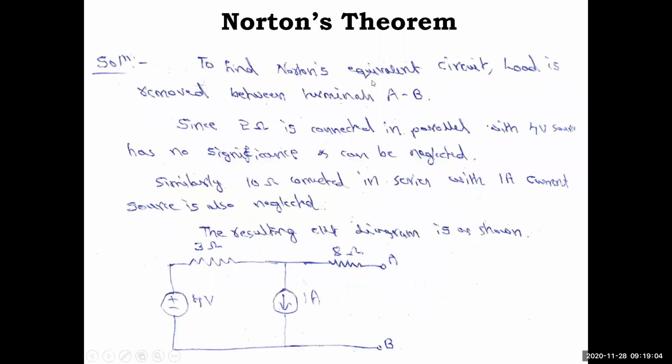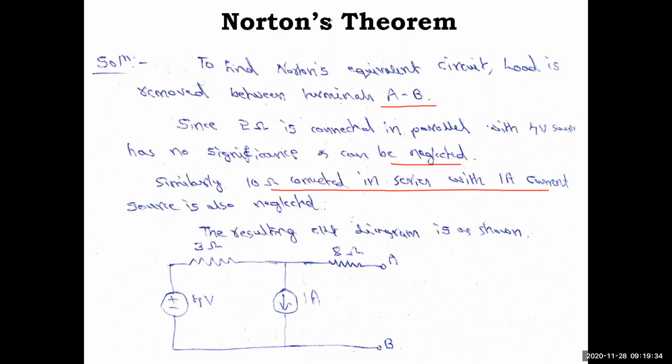To find Norton's equivalent circuit, the load is removed between the terminals AB, and the steps are similar to Thevenin's, which we have discussed. Since the 2 ohm connected in parallel with the 4 volt source has no significance, it can be neglected. Similarly, the 10 ohm connected in series with the 1 amp current source is also neglected. So the final equivalent circuit looks like this: 4 volt in series with 3 ohm, 1 amp, 8 ohm, and terminals AB. The load is removed now.